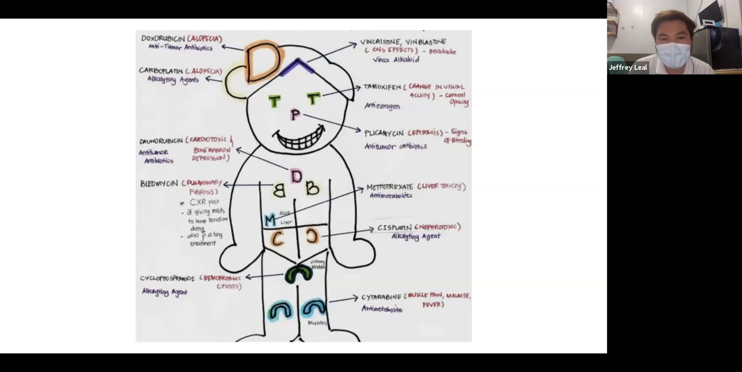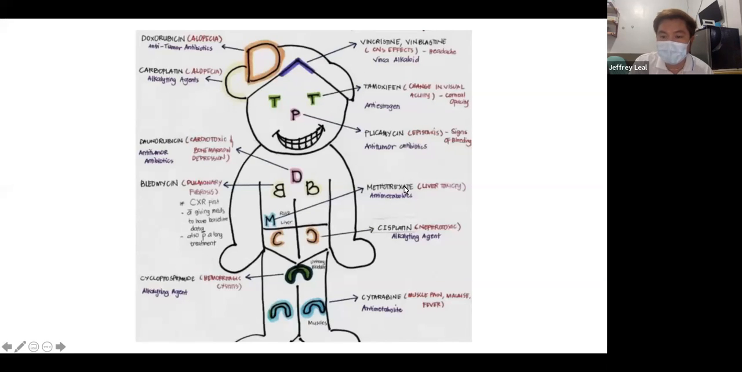Okay? Madali lang, ayan, para ma-memorize nyo lahat ng mga side effects, pati yung mga functions of your anti-cancer drugs. So si vincristine and vinblastine, they are prominent for their CNS effects. It causes a headache, nilalagay dun sa taas. Your doxorubicin, which causes alopecia, kaya nandun. We have also the cardiotoxic anti-tumor antibiotics. We have the daunorubicin, kaya letter D. The bleomycin, which causes pulmonary fibrosis.